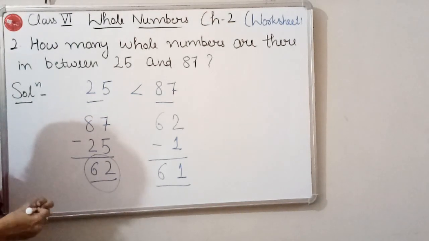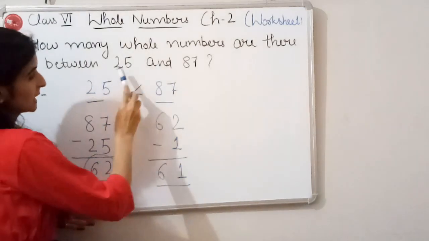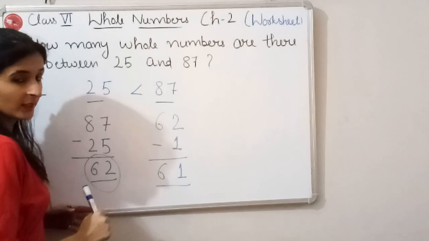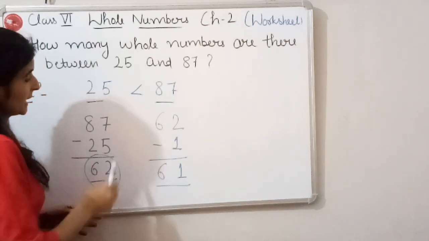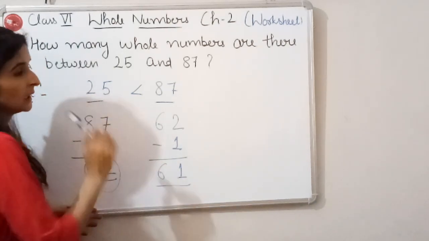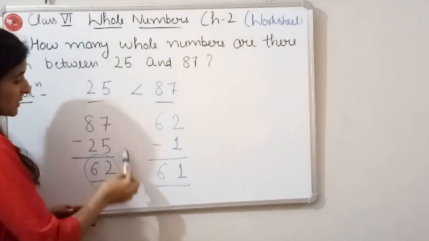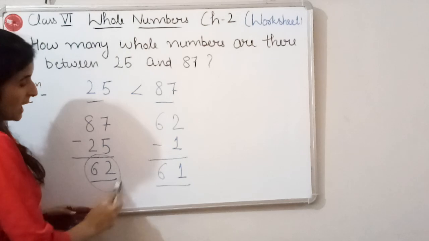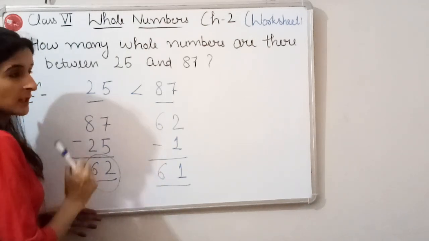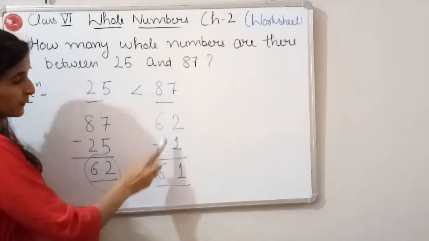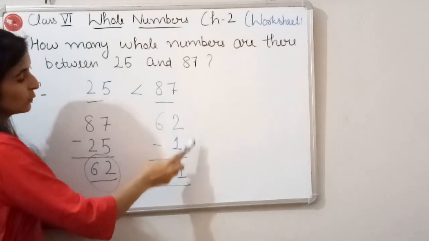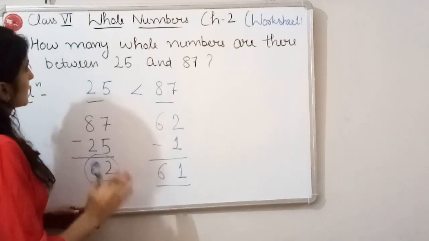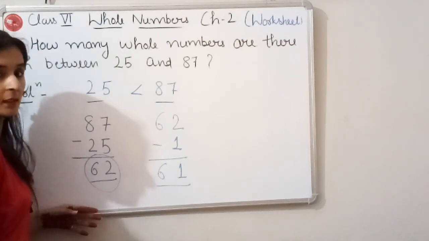Firstly, we have to find out the greater number. Now the greater number is 87 here. Now we will subtract the smaller number from the greater number. 7 minus 5 is 2, 8 minus 2 is 6. Now we have got the answer 62. Now we have to subtract 1 from this 62. 62 minus 1 is 61. Fine. So this is the solution of question number 2.